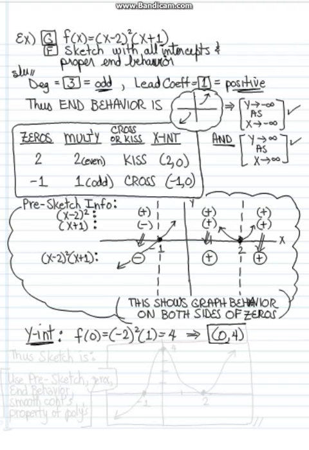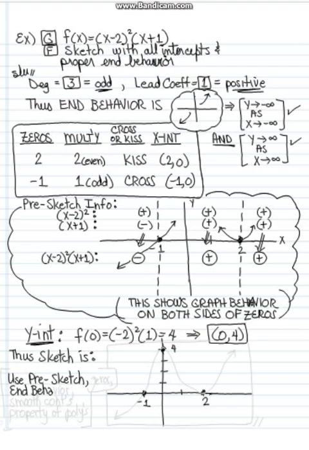Now we can put all of this information together to do the sketch. So putting everything together, we have the y-axis and the x-axis. We've got the roots at negative 1 and at 2. All right, we have the y-intercept at (0, 4), and we have the x-intercepts, negative 1 and 2, and we know that we're below the x-axis on the left of negative 1, and then above between negative 1 and 2, and then it continues above after 2. Use the pre-sketch end behavior information and the smooth, continuous property of a polynomial to sketch what this looks like.